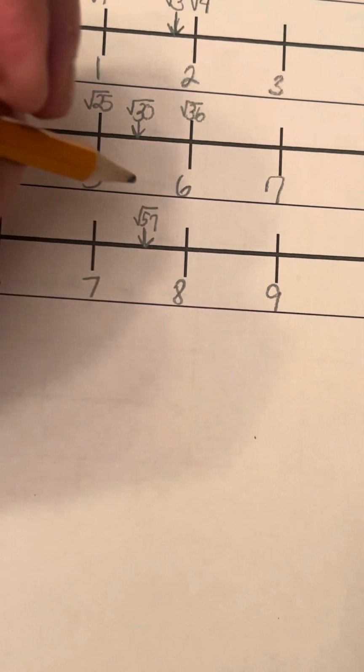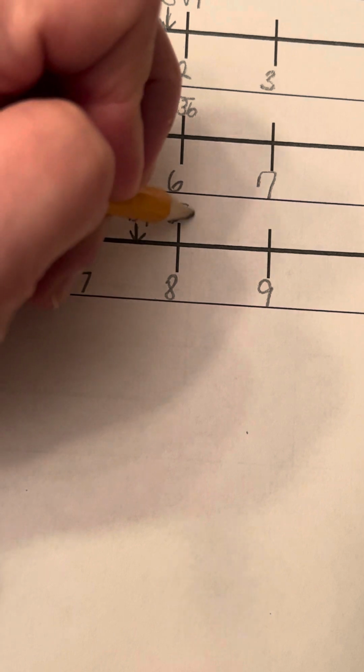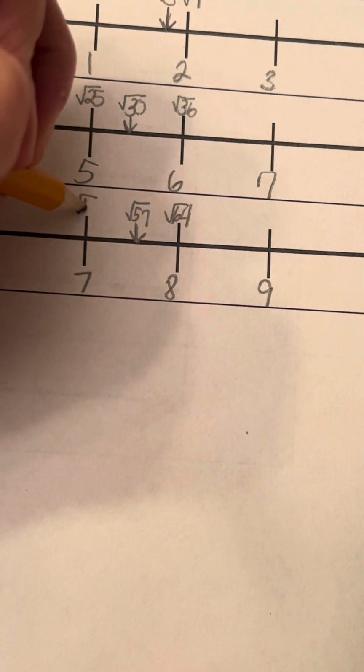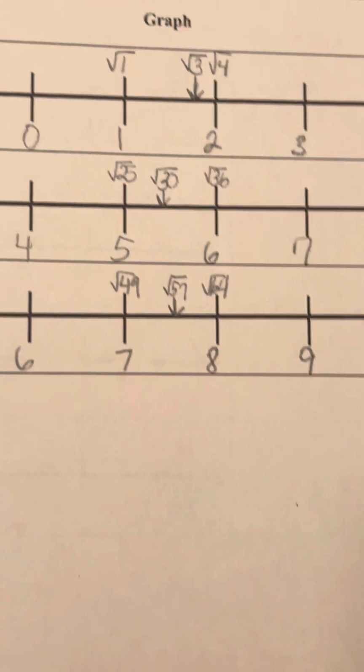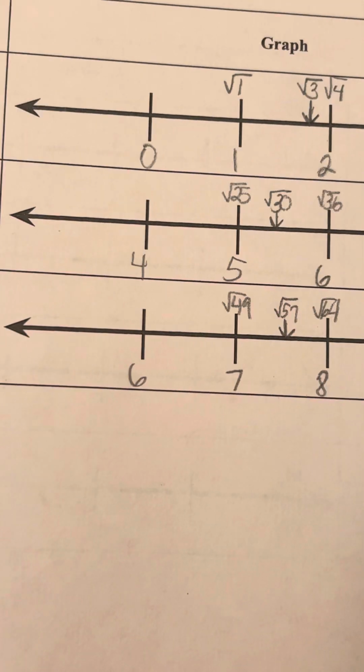And then we're looking at this. This is the square root of 64, and this is the square root of 49. And this is how you estimate some square roots when you're dealing with numbers and a number line.